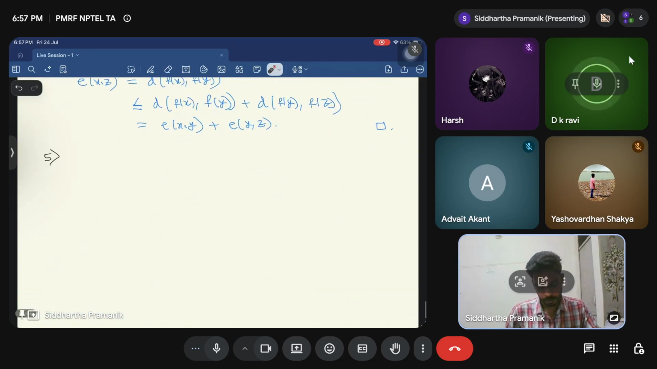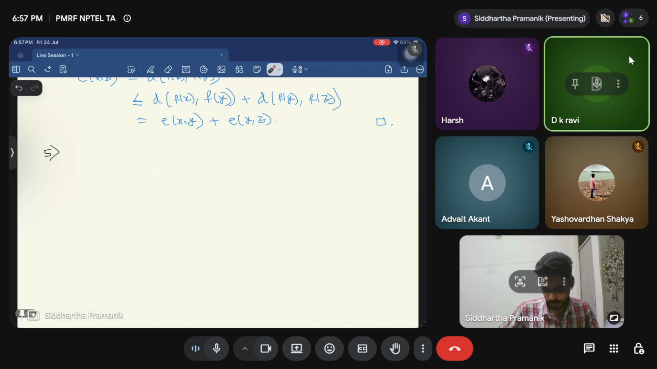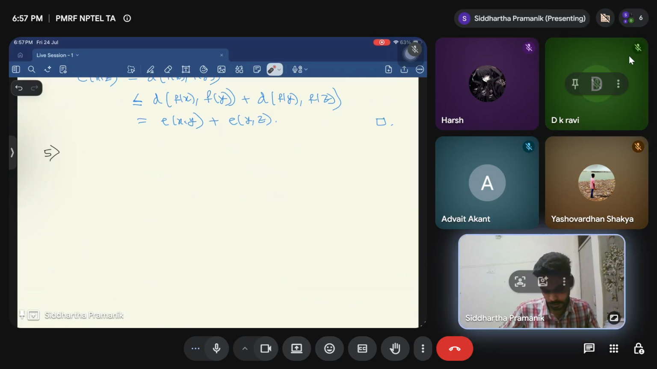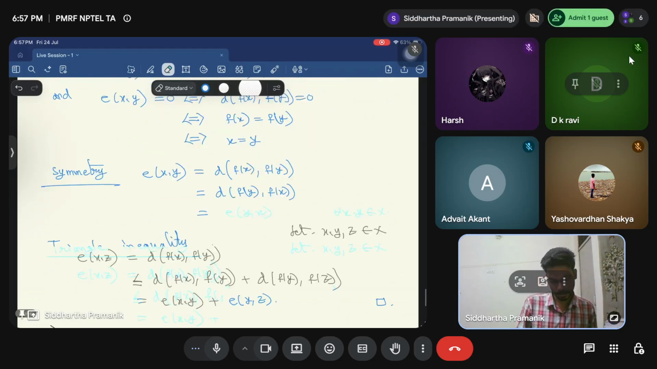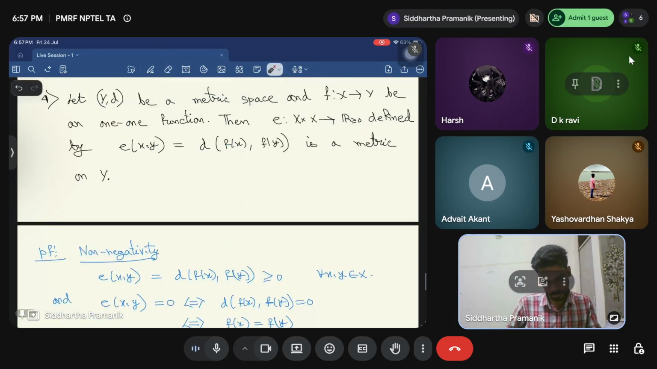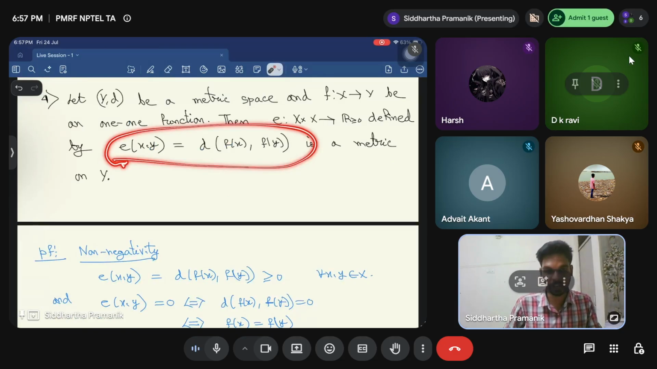Okay. Yes, sir. Thank you, sir. If there is some other way than this, I don't know, but I think this is the usual idea. So this idea is very natural, right? We are creating this metric in a natural way.